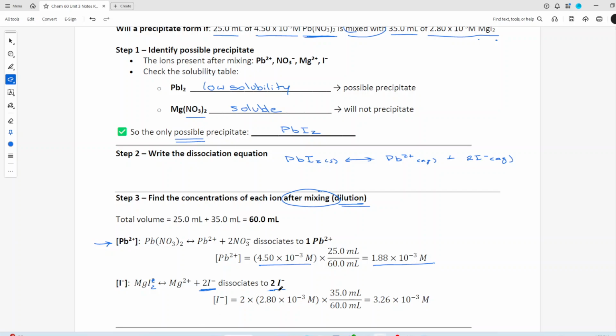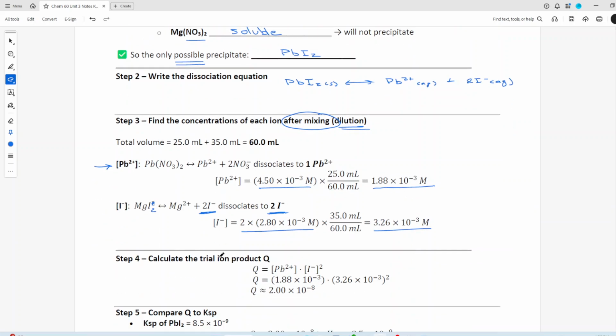So it dissociates to 2, meaning that the concentration of iodine ions in solution would be that 2.8 times 10 to the negative 3 times 2. And then we would do the solution dilution. So there's 35 milliliters of this mixture diluted to a total amount of 60, which would give us 3.26 times 10 to the negative 3. But again, we're going to keep unrounded in our calculator.